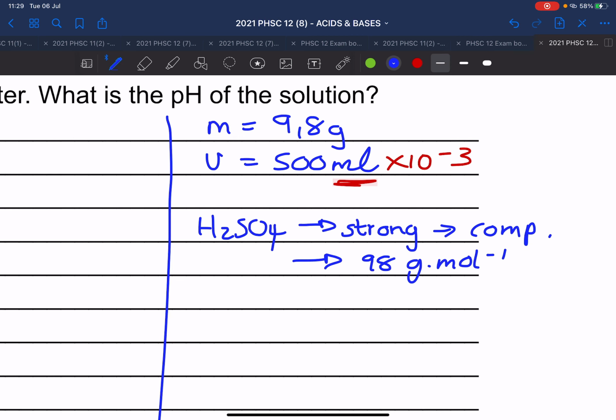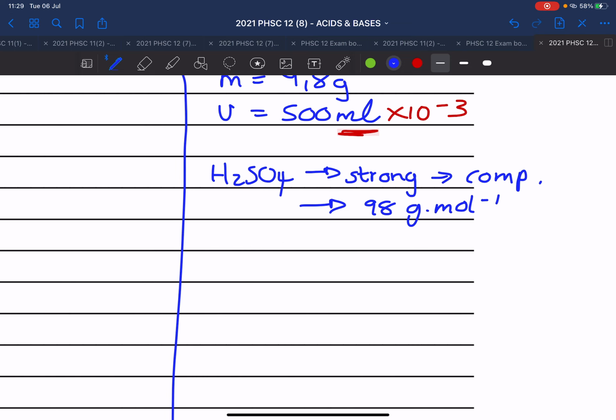Okay, done. My planning. I want to get the pH. That is the formula for the pH. Okay?